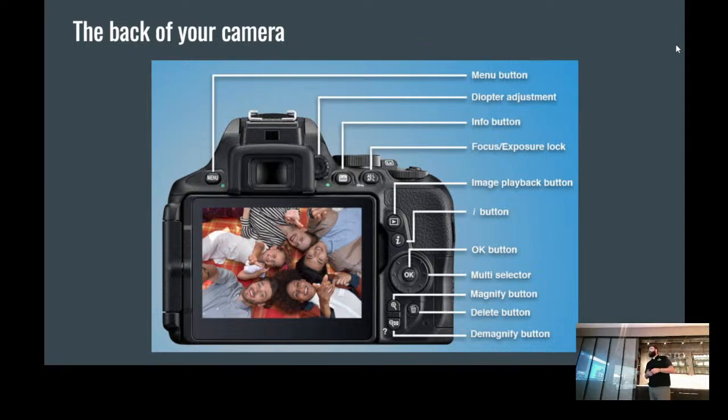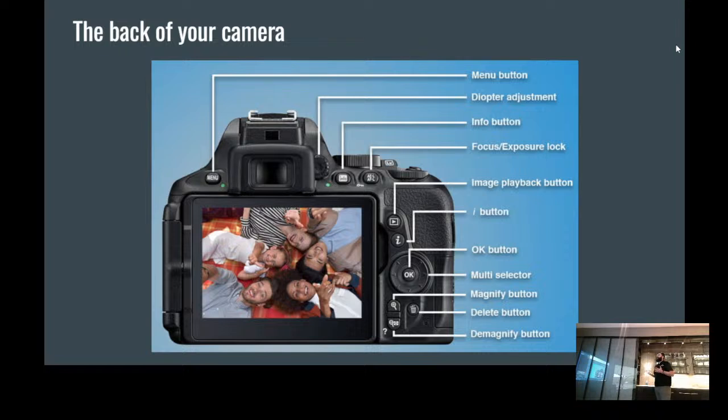We have the menu button. Clicking on that can give you things like time and date changes, or some of the other features I mentioned about changing, like function button. Diopter adjustment. If you wear glasses like myself, much like binoculars, or when you go to the eye doctor and they say A or B, 1 or 2, that's what the diopter is doing for you. It's moving that piece of eyeglass back and forth until you get the best viewing possible through the camera.